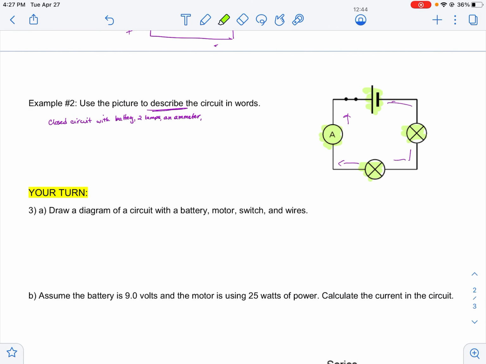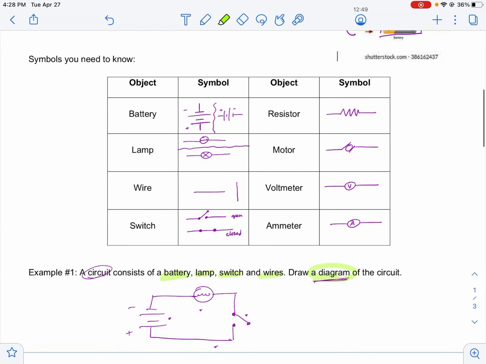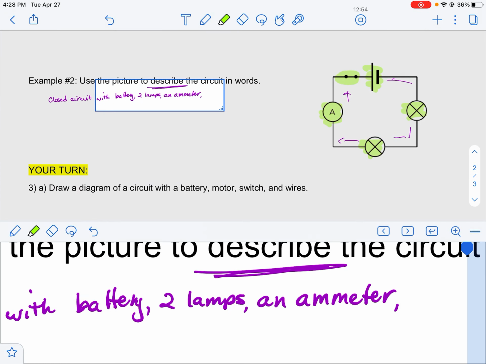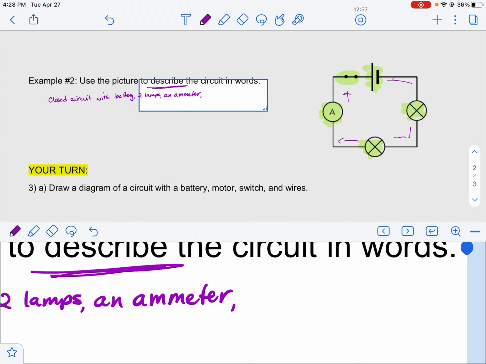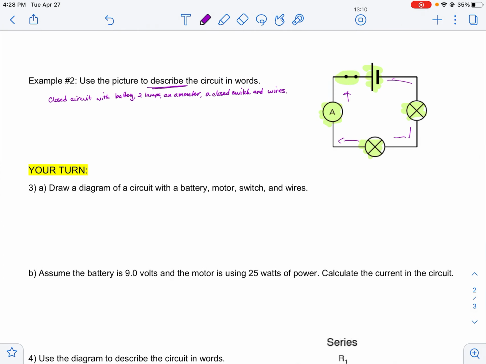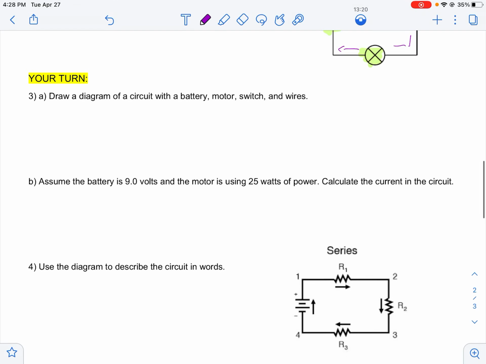and then I am up to this set of dots right here, and I know if I look back up here that that is a closed switch. So I am going to say a closed switch and wires. Okay. So my description, a battery, 2 lamps, an ammeter, a closed switch, and wires, describes all the parts of this circuit.